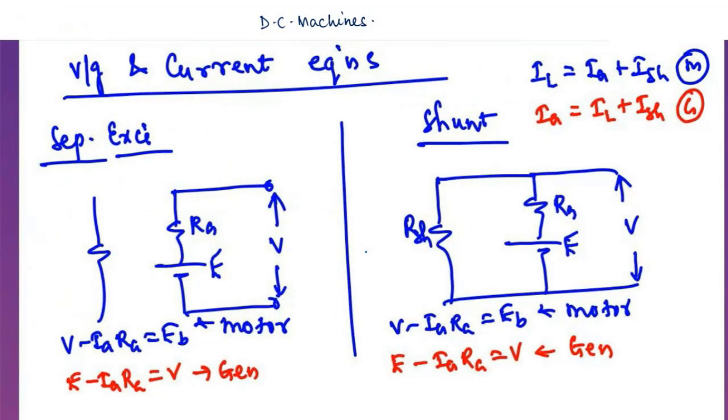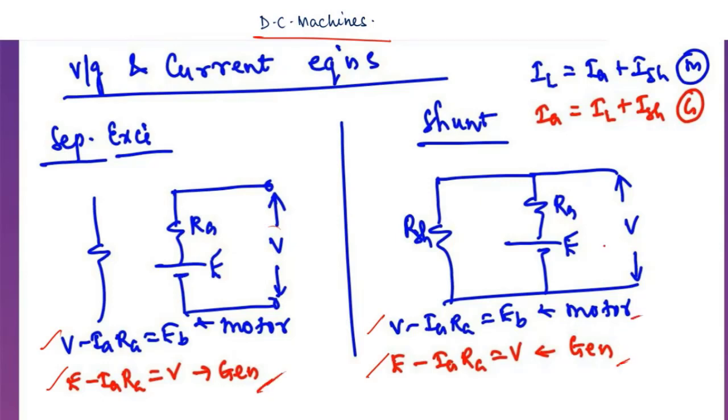Now coming to another topic, that is DC machines. In DC machines, we will hardly have voltage and current equations, torque and EMF equations. So you should remember these voltage equations for the separately excited machine and shunt machine. If it is a motor, how will the equation be? If it is a generator, how will the equation be? If it is a motor, supply voltage minus resistance drop is equal to back EMF. If it is a generator, E minus IA RA is equal to terminal voltage. So that is what the equations are.